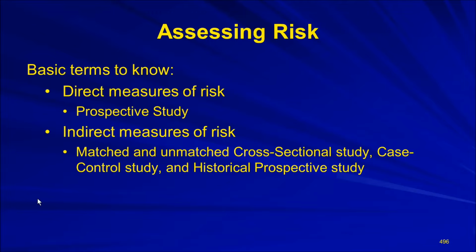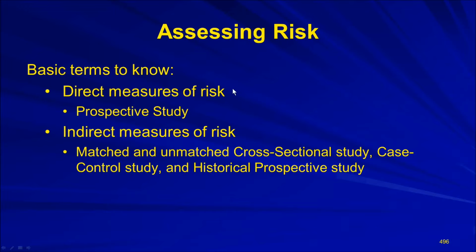So the indirect measures of risk are connected, and you haven't had this yet, but for right now, you can just draw a line through that and not worry about matched and unmatched cross-sectional study. But you do know about a cross-sectional study. We've covered it: slice of time, questionnaire, interview, whatnot. And we talked about the pink book and how you could get it. And then we talked about a case control study and a historical prospective study. These are all indirect measures of risk. This is the only direct measure of risk.